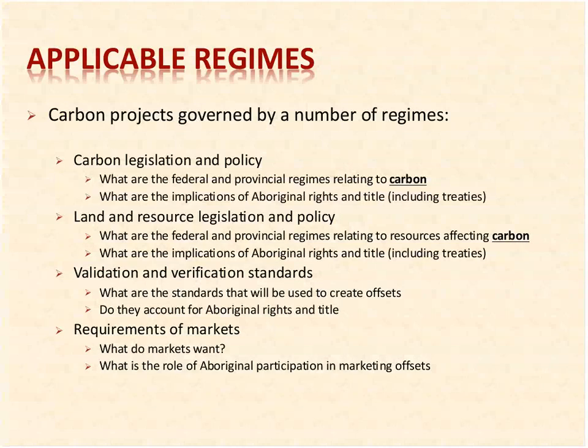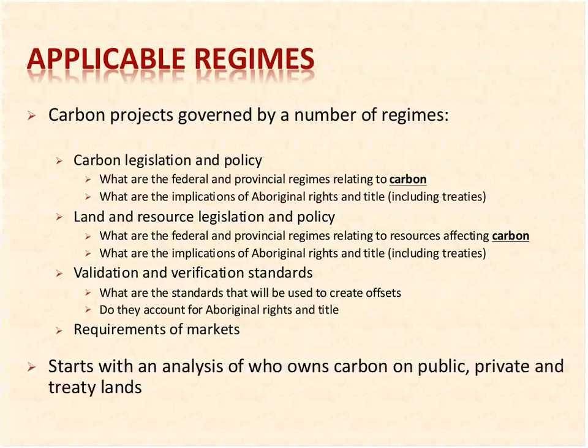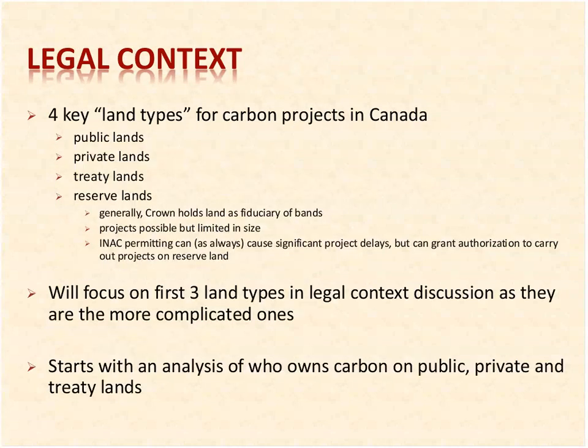So now, the legal context in Canada. There are generally 4 land types for carbon projects in Canada: public lands, private lands, treaty lands, and reserve lands. When we're talking about Aboriginal rights and title, in many ways, reserve lands are the most simple. As with most resources on reserve lands, generally the Crown holds land as fiduciary of the bands.